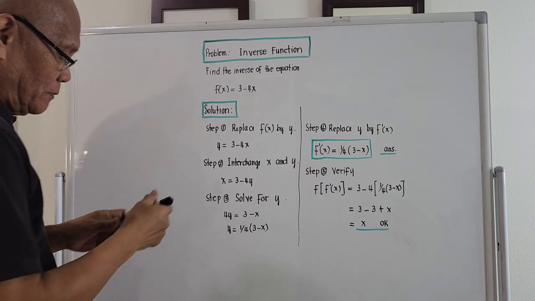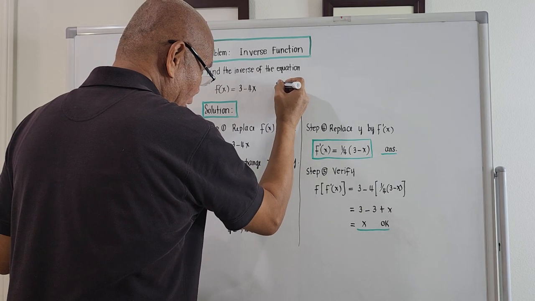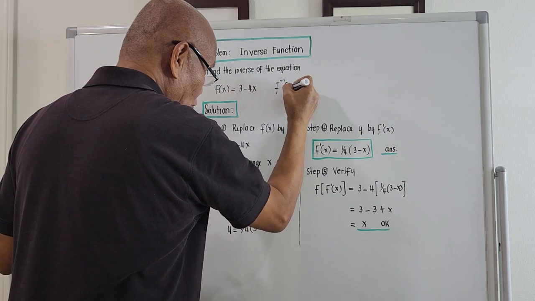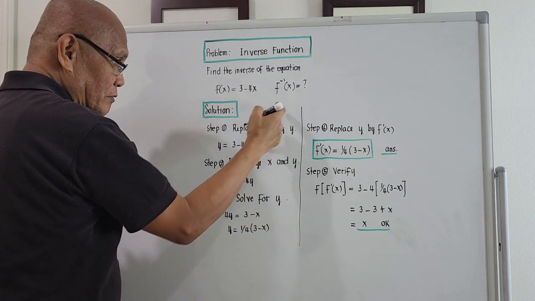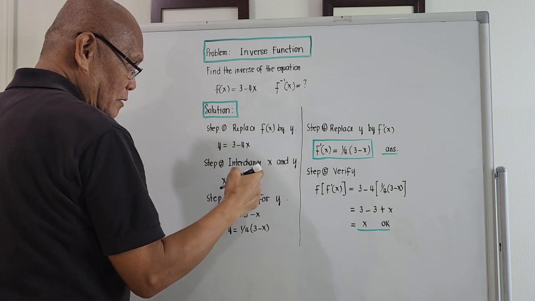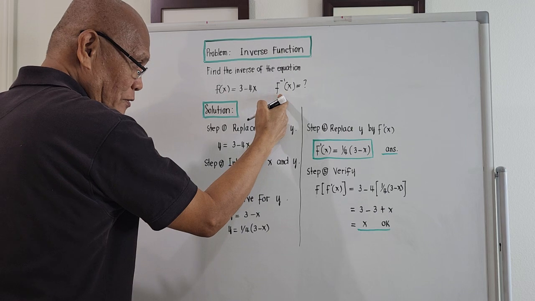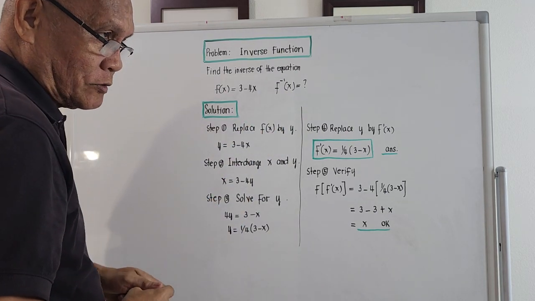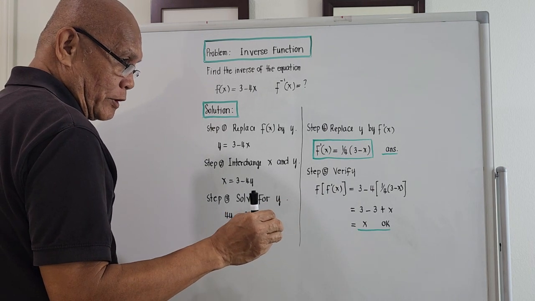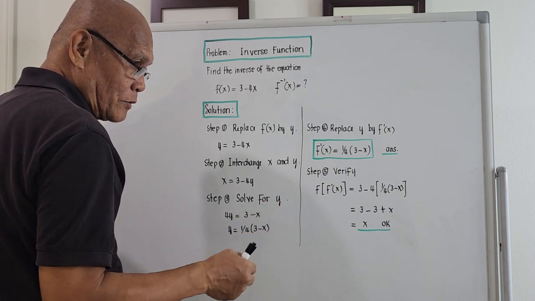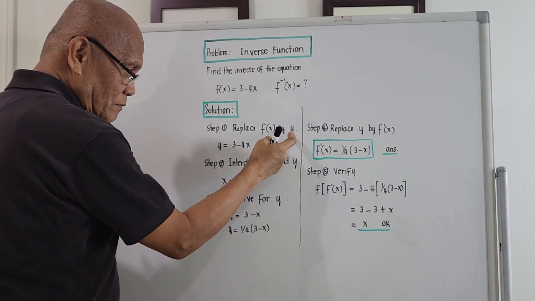We are asked to find the inverse, designated by f with the power negative 1, of x, equal to. This is read as the inverse function of x. So if f of x is 3 minus 4x, what will be the inverse function of this? Let's try to bring out the solution. There are 5 steps on how to bring out the inverse of any given function. Step number 1: replace f of x by a variable y.